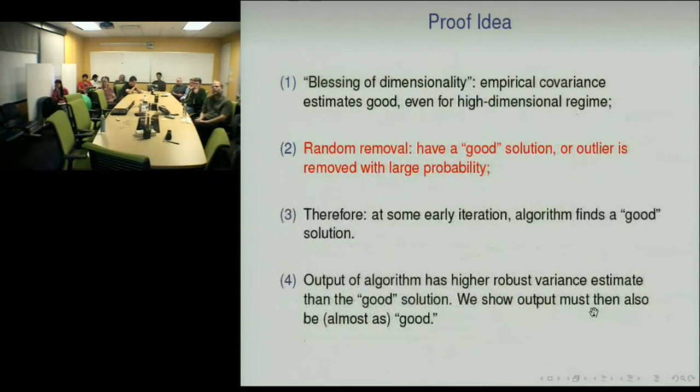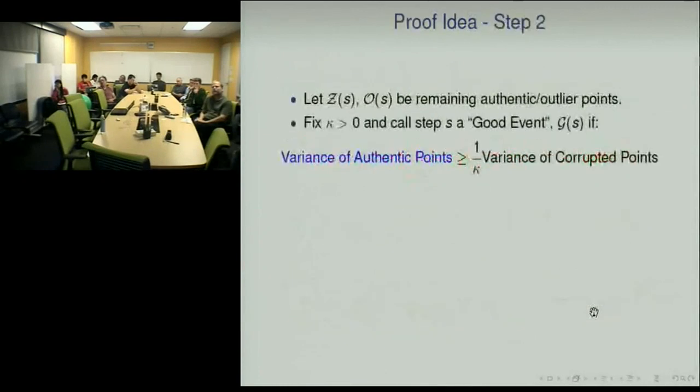So why is random removal a good thing? Here's a simple, maybe simplistic, view of things. Let's say that a good event is an event where the variance of the authentic points upper bounds the variance of the corrupted points, up to some factor, 1/k, that is bigger than 1.